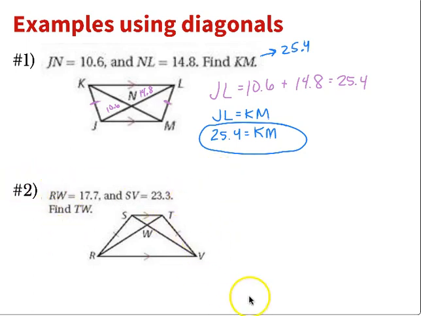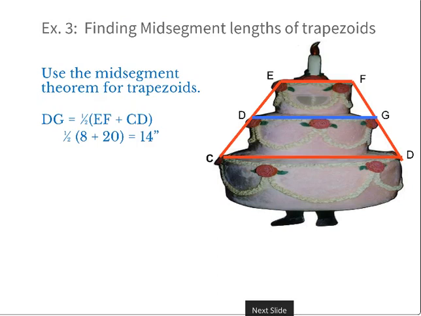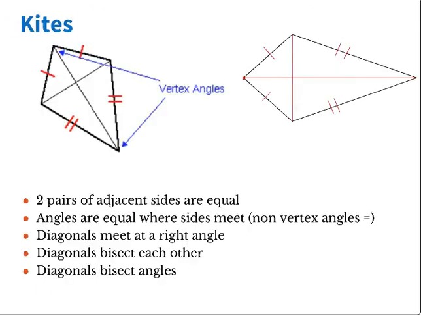I'm going to skip number 2. I'm running out of time here. I do want to introduce kites. So you're going to learn some more about trapezoids. You're going to learn about the mid-segment theorem. If we draw a segment in a trapezoid, that's called a mid-segment, and you're going to learn a little bit about that on your own in the Schoology lessons this week.